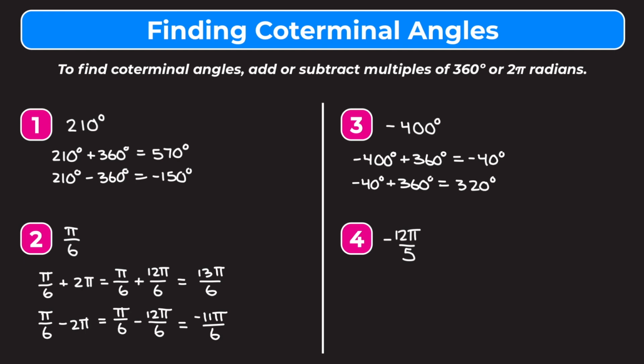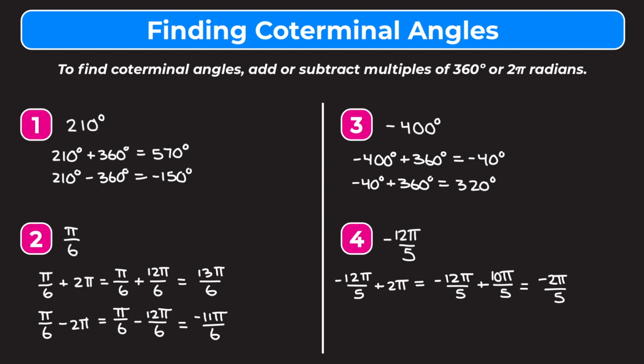So we get negative 40 degrees and positive 320 degrees as 2 possible answers. And finally, example 4 is negative 12 pi over 5 radians. I'm going to start by adding 2 pi. We need a common denominator. So I'm going to keep negative 12 pi over 5 as is and change 2 pi to have a denominator of 5. I'm going to multiply it by 5 on the top and bottom to get 10 pi over 5. Now negative 12 pi plus 10 pi is negative 2 pi. Keep the denominator as 5.